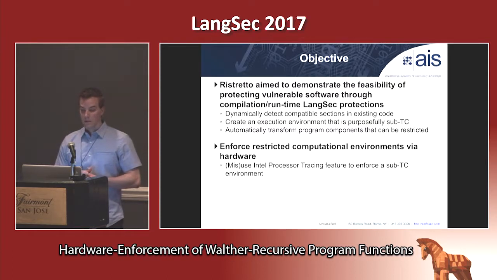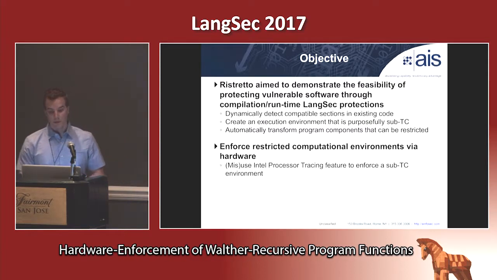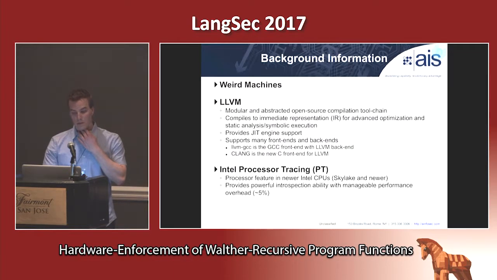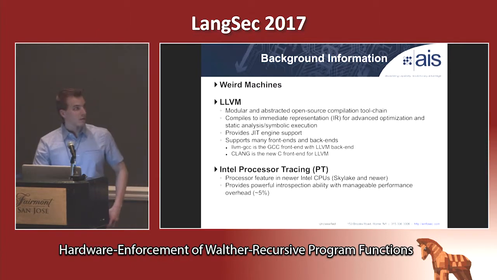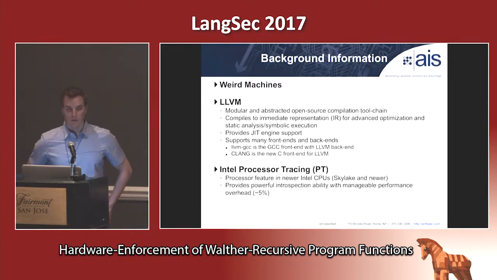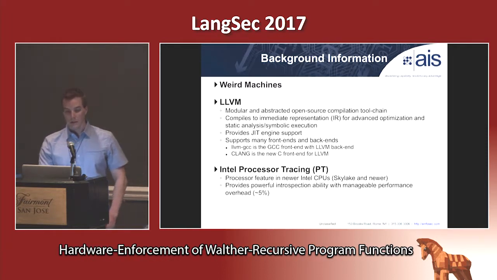We did the hardware enforcement with a feature that Intel provided us called Intel Processor Tracing. I'll talk about it a little bit more in future slides. So a little bit of background information. Weird machines. Weird machines are basically a situation where a program is executing outside of its normal spec. So if you think about a situation where you have a ROP chain exploitation or something like that, that would be putting it into a weird machine state.